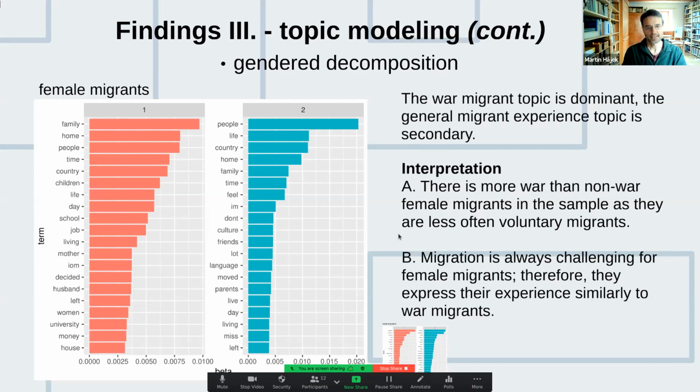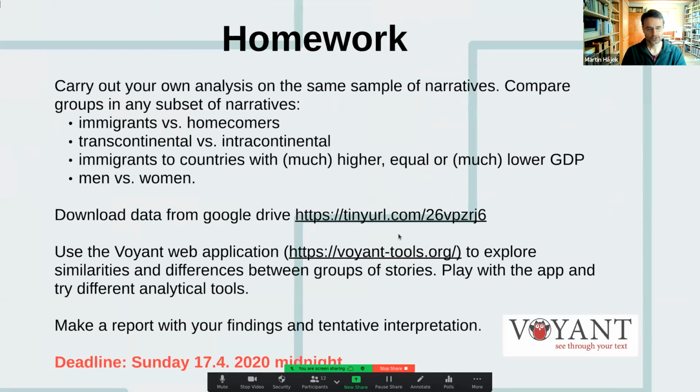It's less used for research like I did, to look for differences in genders, or it could be used for homecomers and migrants, etc. So it was, I would say, a rather non-standard use of topic modeling, but I think it's enough illustration of how it works. You first determine topics, and next you look at how topics are loaded in particular groups or particular types of texts. And this was your homework.